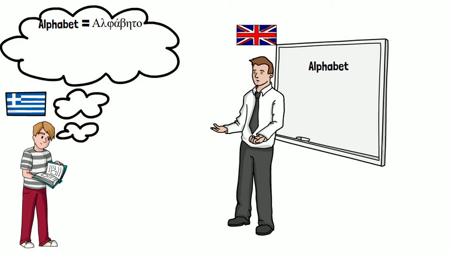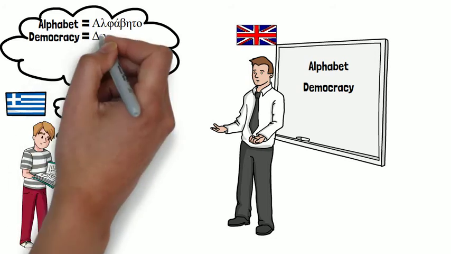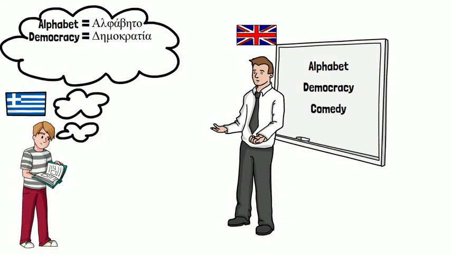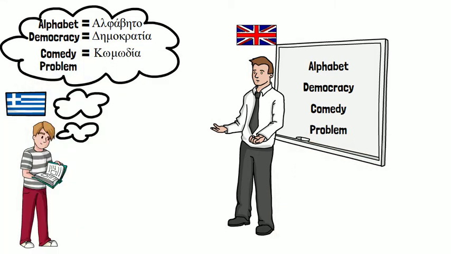As my vocabulary in English improved, however, I came across other words that were also familiar. For example, the word democracy. Democracy is translated as δημοκρατία. Comedy. Comedy is translated as κωμωδία. Problem. Problem is translated as πρόβλημα. The reason why all these words seem familiar, of course, is none other than their origin is Greek.